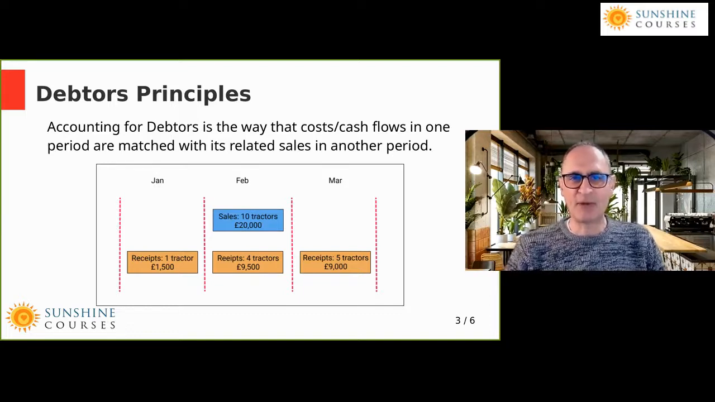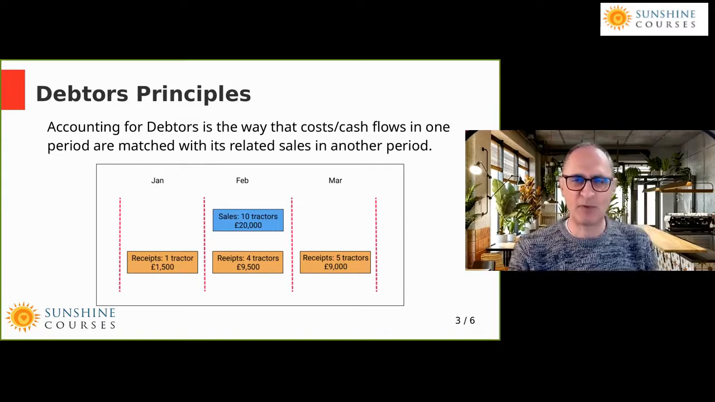So if the money comes in February, in this case, we received money for four tractors, it just eliminates the debtor as at the end of February. But we don't really care when we're recording the original 10 tractors. And of course, in March, we get the final payment and our debtor gets eliminated. And that's just a very simple accounting mechanism by which we can comfortably accommodate receiving money in both the same month and future months without having to change our accounting system depending on which it is.